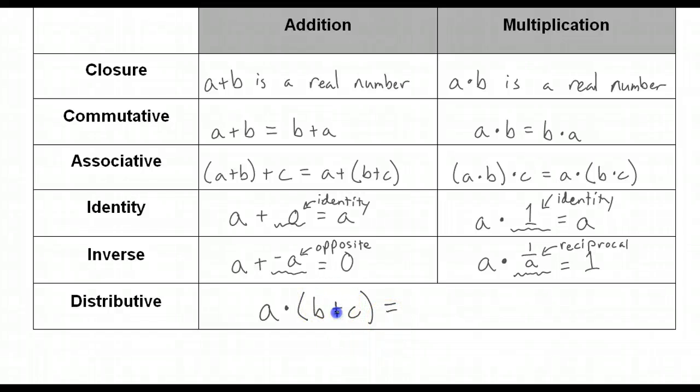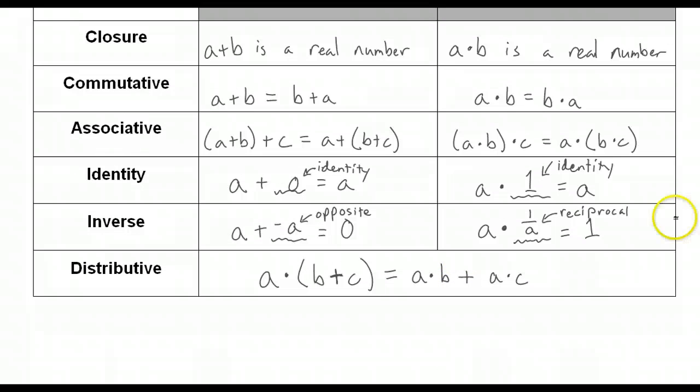I can keep my plus sign, and I can distribute a times b and a times c. And as long as I do this math correctly, I'm going to get the same answer on both sides of the equal sign. So I can either add first and then multiply, or I can multiply and then add.